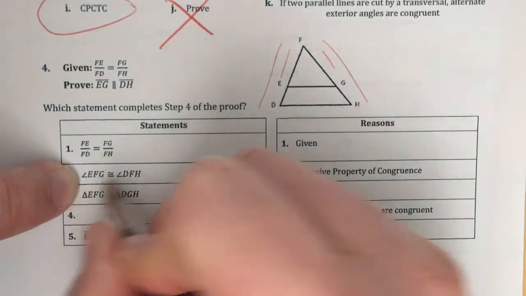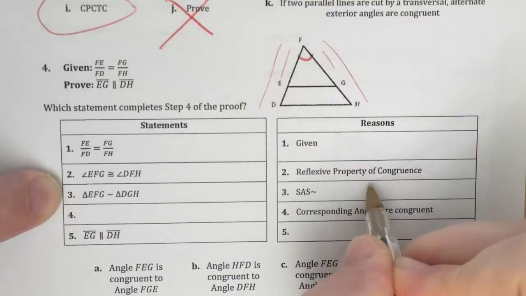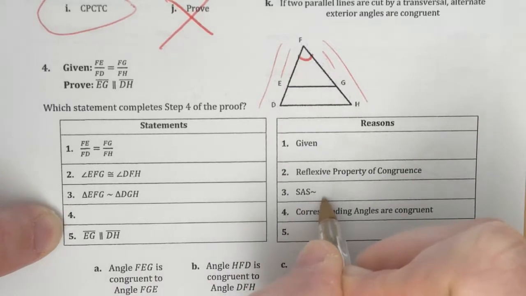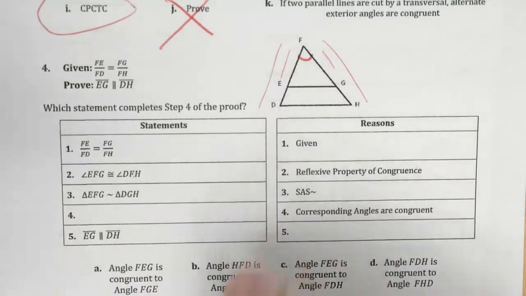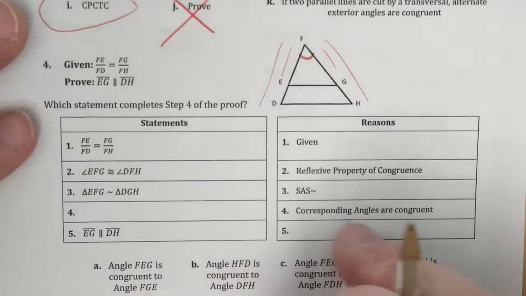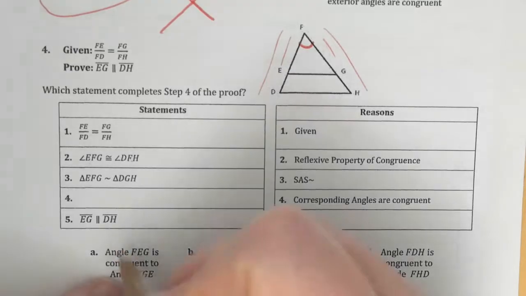We know that angle F is equal to angle F. So boom. Okay, because of the reflexive property, right? We know the two triangles are similar because of SAS similarity. So then they say blank corresponding angles are congruent. Okay, have no idea what's going on, but let's see.